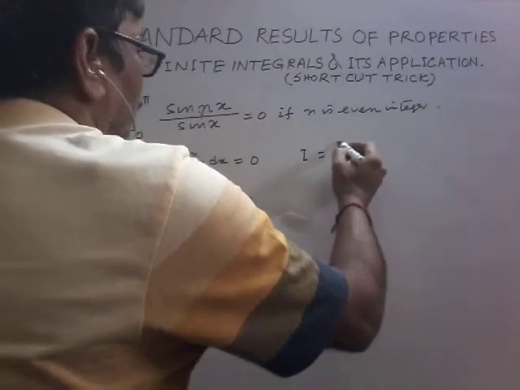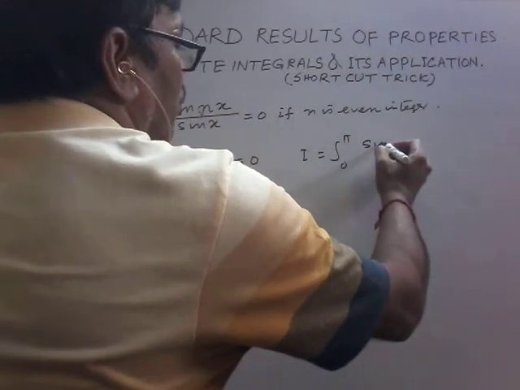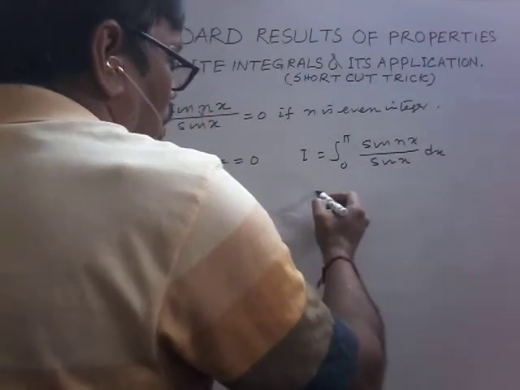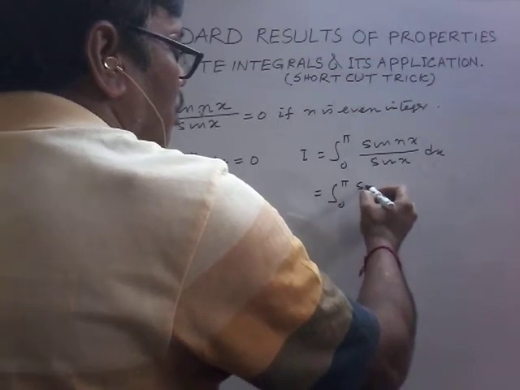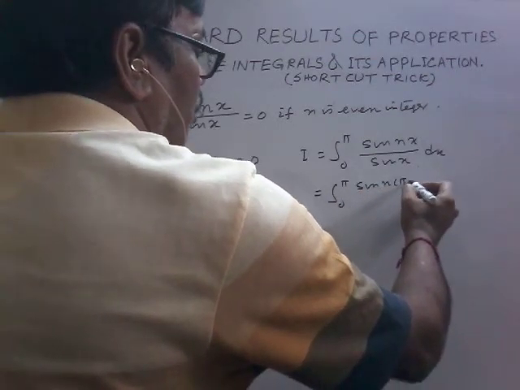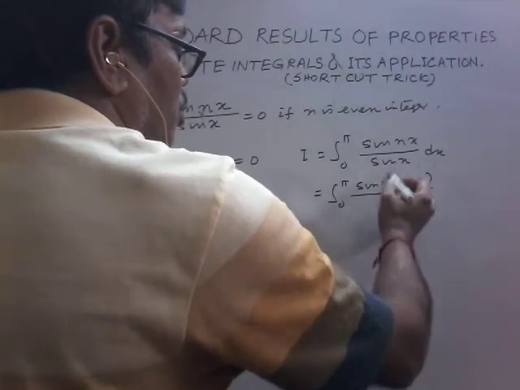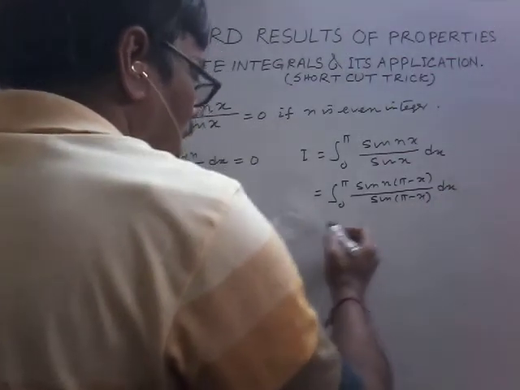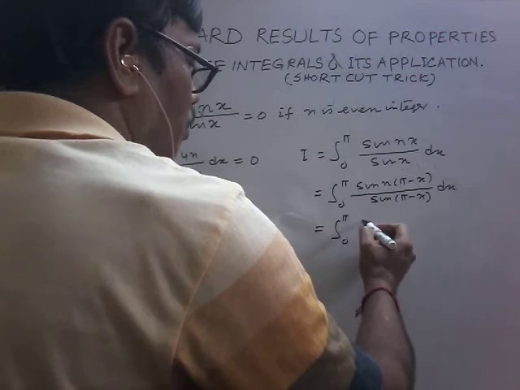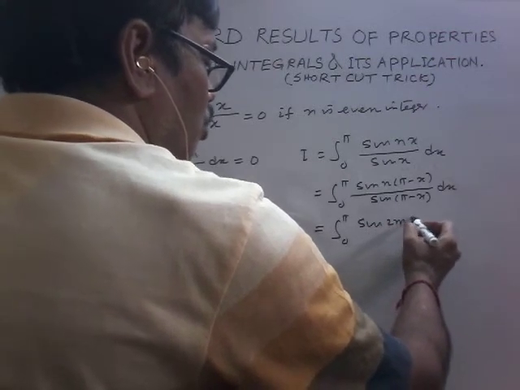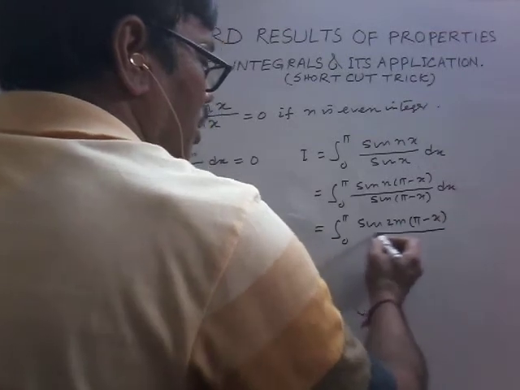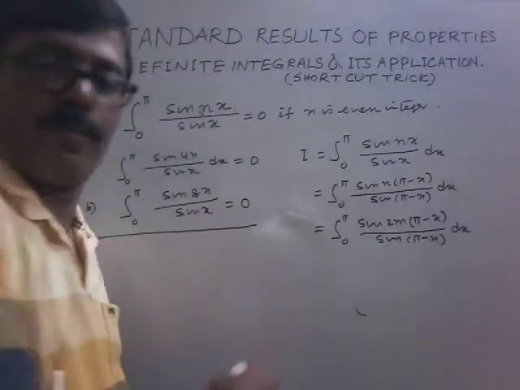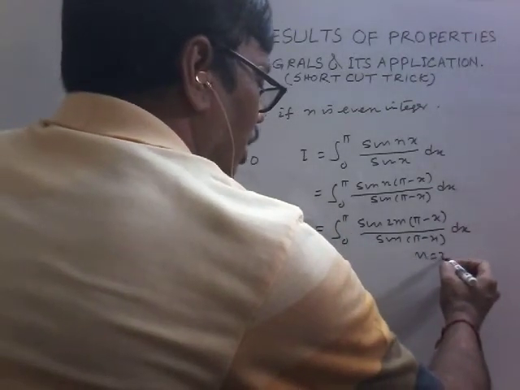So look, this is integral 0 to pi sin nx by sin x dx. All of you know it, x is replaced by pi minus x. So this is sine of pi minus x. Now n is an even number. Suppose n equals 2m. So sin 2m into pi minus x, sine of pi minus x dx. So n equals 2m.